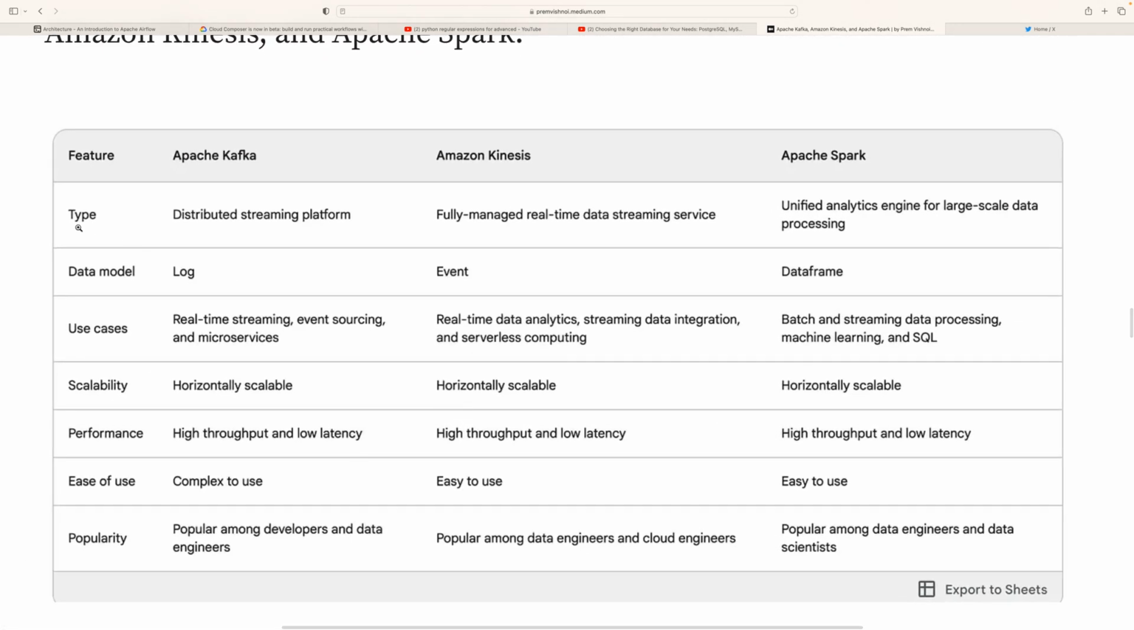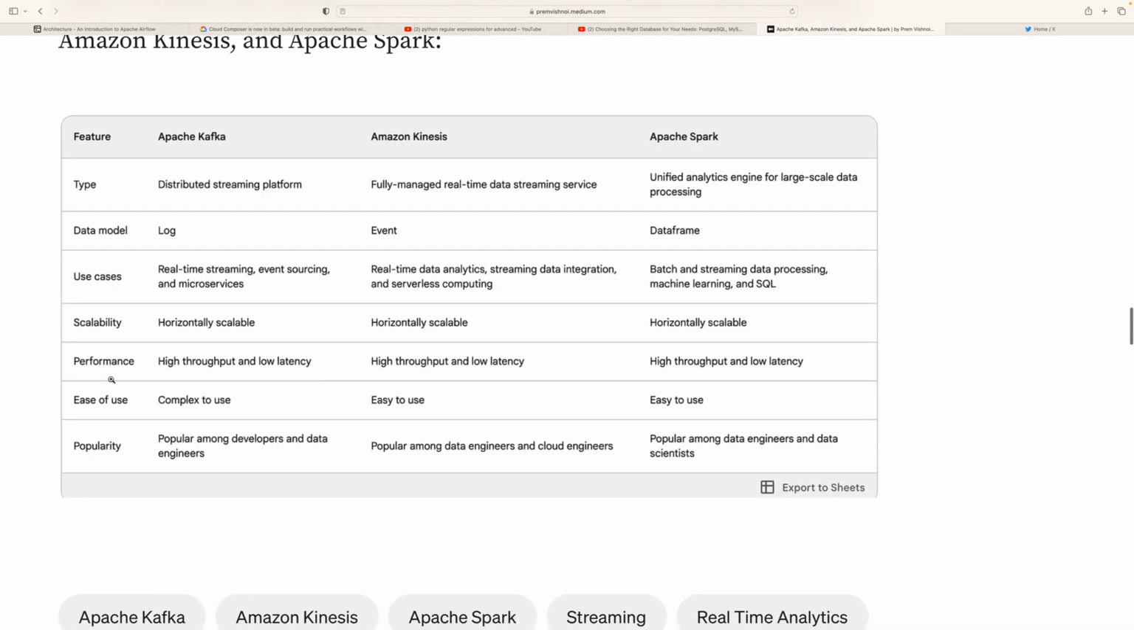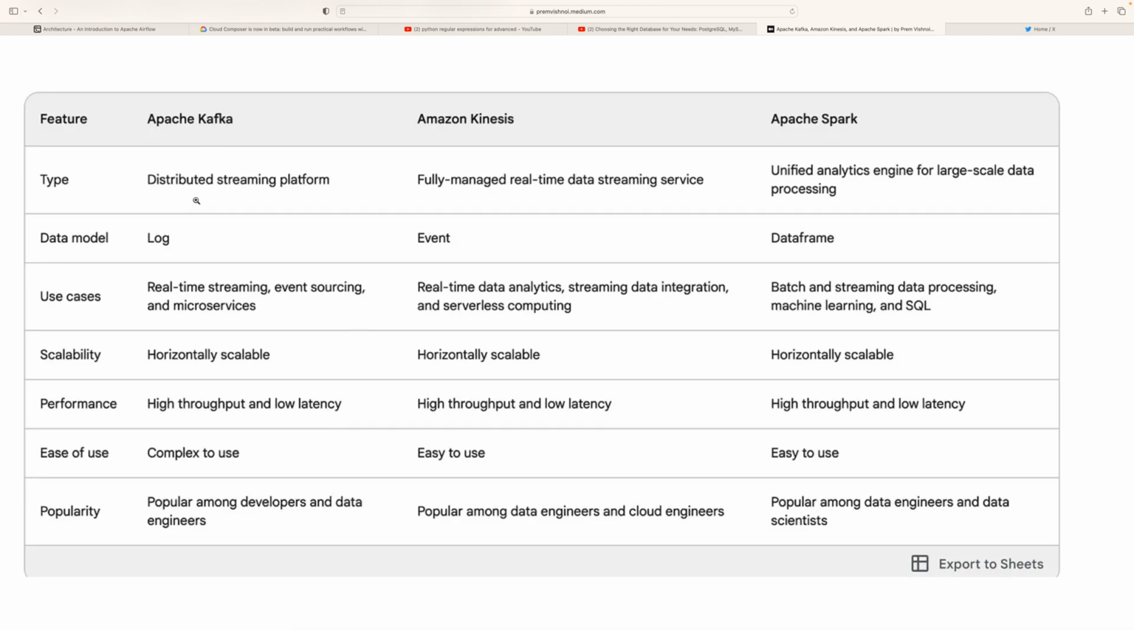Okay, so the features we are talking about are type, data model, use case, scalability, performance, ease of use, and popularity. Apache Kafka is a distributed streaming platform. Amazon Kinesis is a fully managed real-time data streaming service. This is a platform, this is a service. And Apache Spark is an analytical engine, an engine for large-scale data processing. So this is for storing data, this is also a data streaming service, and this is a processing engine.